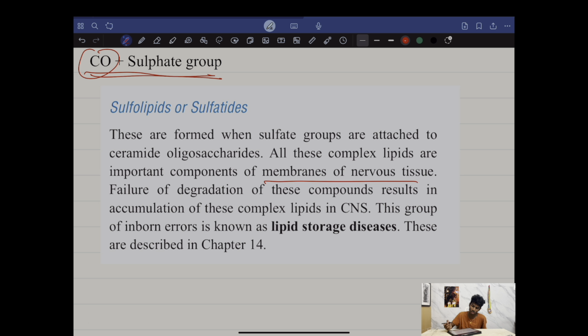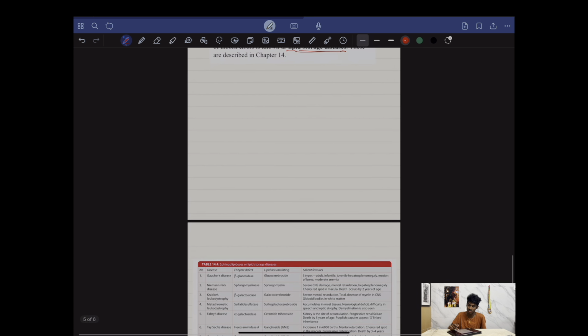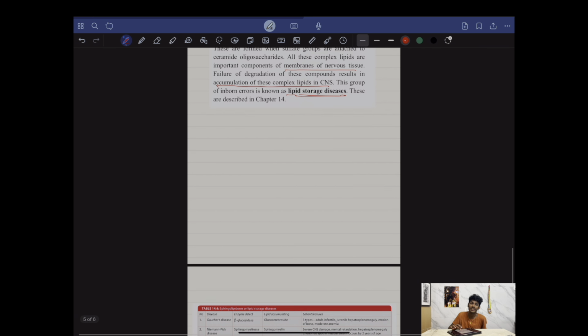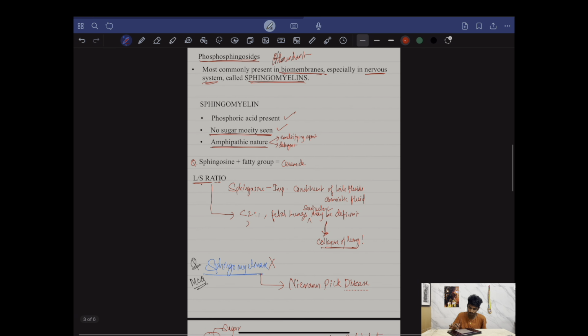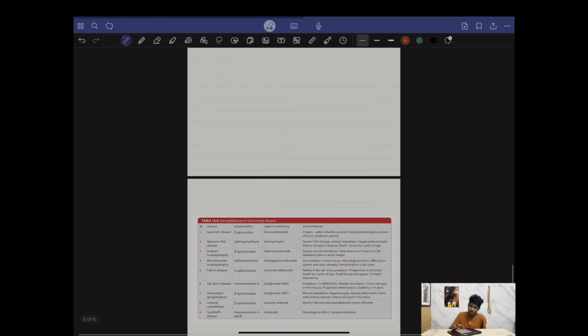Okay, they are important constituents of the nervous tissue. For everything, you write this statement: failure of degradation results in accumulation of these complexes, which are collectively called the lipid storage diseases, which we will be discussing in the subsequent classes. Okay, so this is all about today's class.